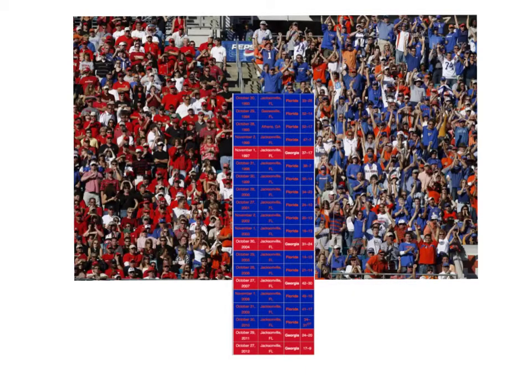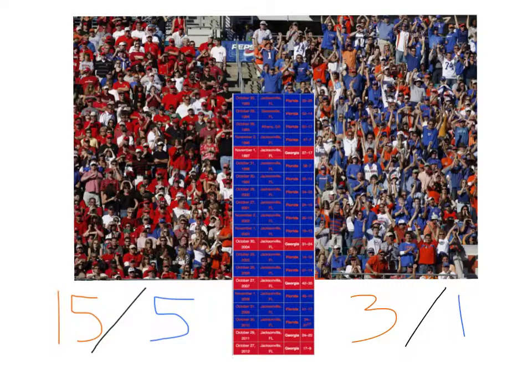As you can see, Florida has won 1, 2, 3, 4, 5, 6, 7, 8, 9, 10, 11, 12, 13, 14, 15 of those games. Georgia has won 1, 2, 3, 4, 5 of those games. Let me write that as a ratio. Florida has 15 wins. Georgia has 5 wins. Put that as a fraction, would be 15 to 5. Now let's simplify that. And that would mean that Florida has a 3 to 1 ratio of winning the Florida-Georgia game.